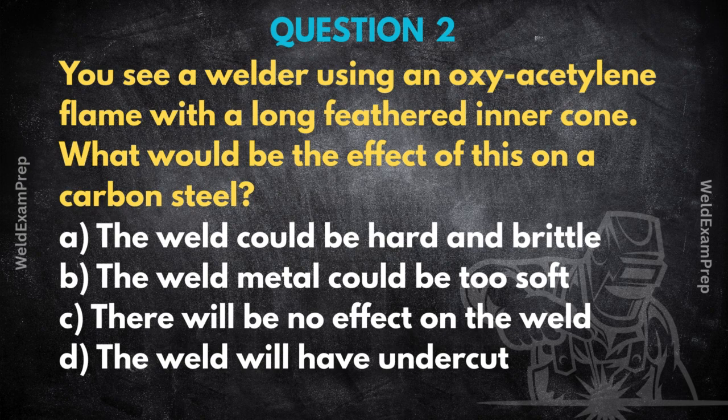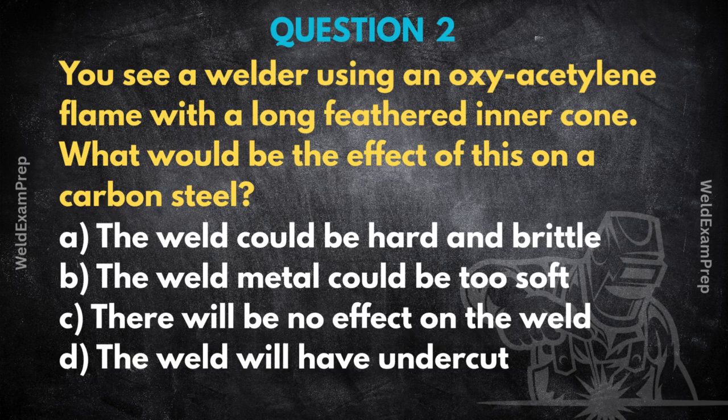So that long feathered inner cone is the critical clue here. What does that tell us? That specific appearance means there's too much acetylene in the mix compared to oxygen. It's what we call a carburizing flame. Carburizing, meaning it adds carbon. Exactly. That excess acetylene breaks down and the carbon gets readily absorbed by the molten steel. And what does extra carbon do to steel?